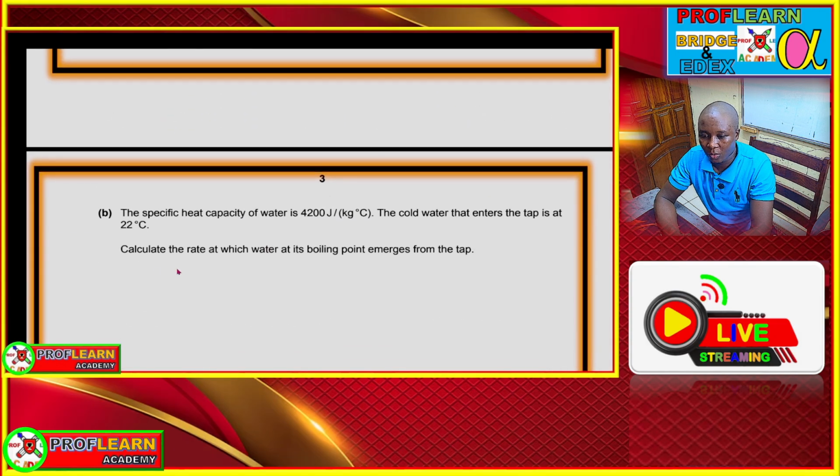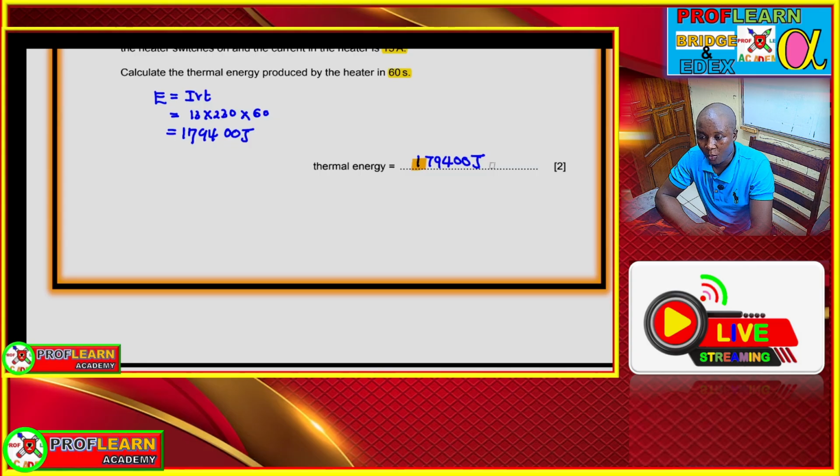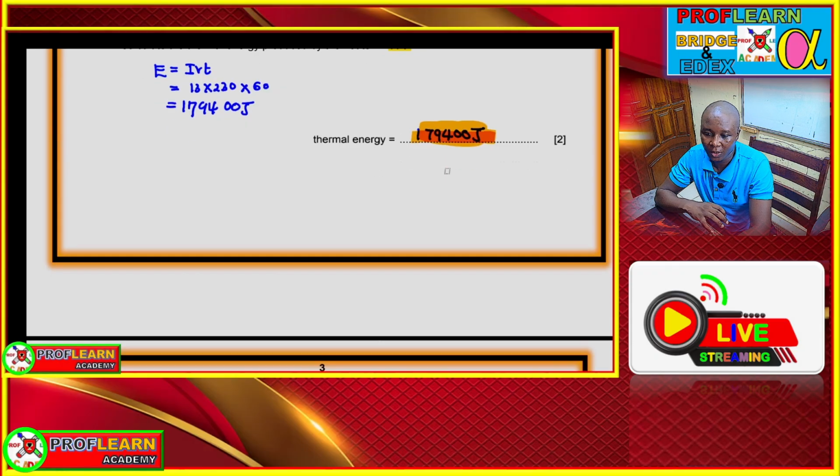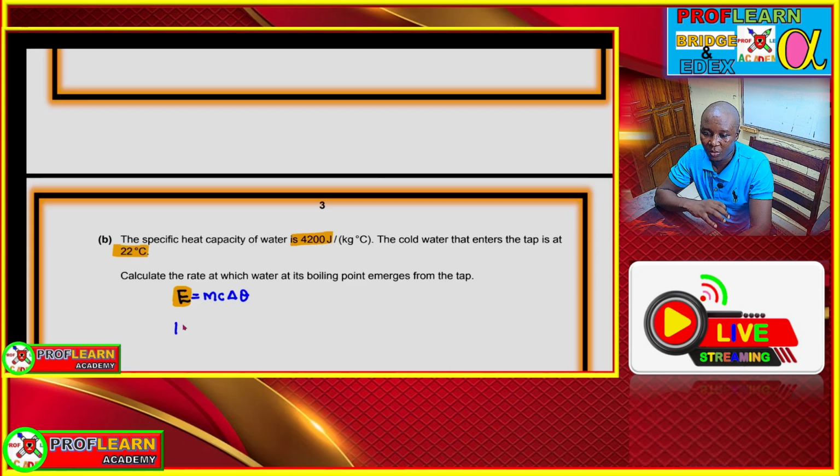Then that question was combined with a question on specific heat capacity, and we need to remember that thermal energy absorbed by a hot liquid is equal to mass times specific heat capacity times the temperature change. So here we are going to use this thermal energy because that's the amount of heat that was supplied to boil the water. So we are going to use that figure, and then we say 17,994 is equal to mass times specific heat capacity, which is 4200, times the temperature change. Temperature change will be 100 degrees Celsius.